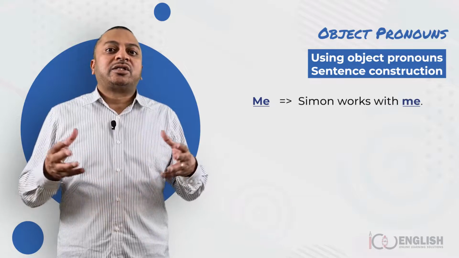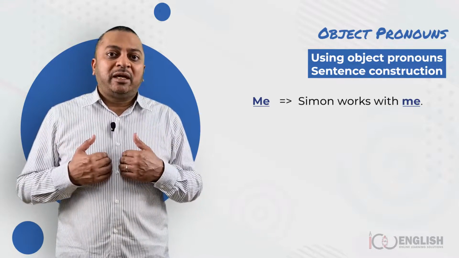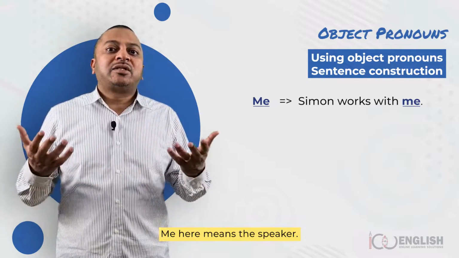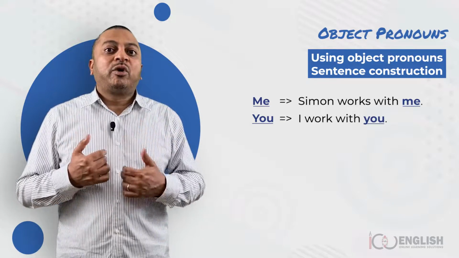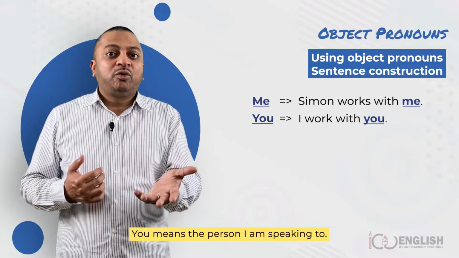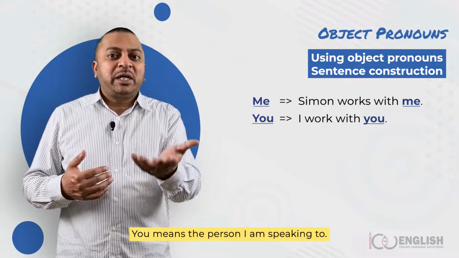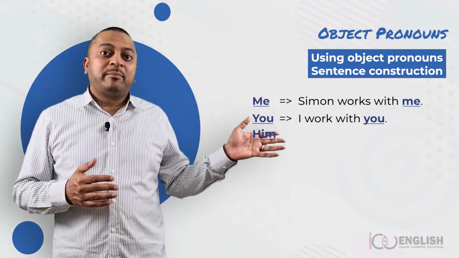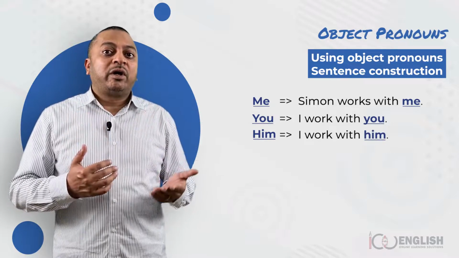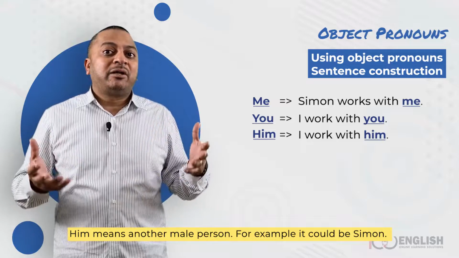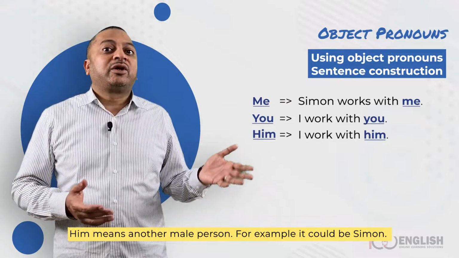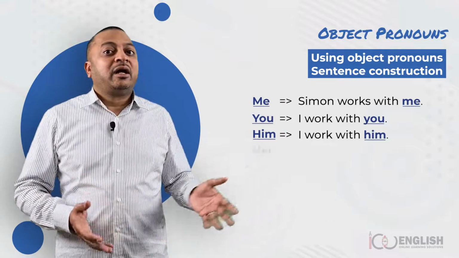Me. Simon works with me. Me here means the speaker. You. I work with you. You means the person I am speaking to. Him. I work with him. Him means another male person. For example, it could be Simon.